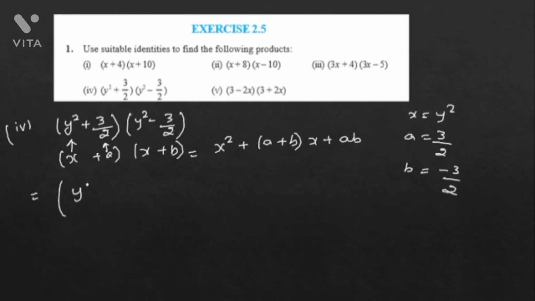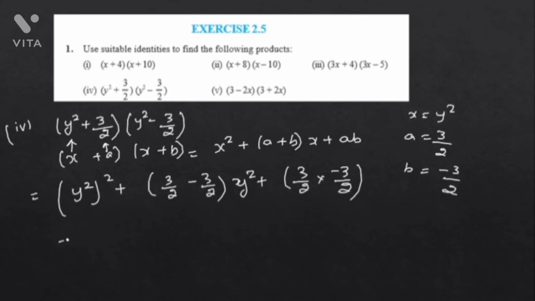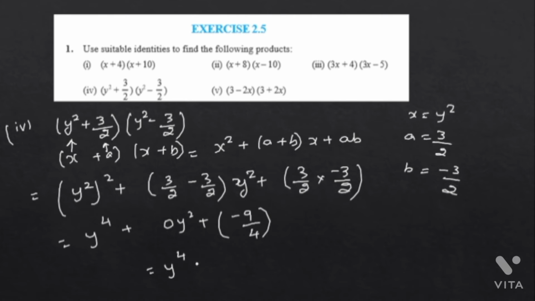So let us substitute all the values. X square is y square the whole square, plus a plus b, 3 by 2 plus minus 3 by 2, into x value. What is the x value? X value is y square. So this is equal to y power 4 plus 0y square plus minus 9 divided by 4. So this is equal to y power 4 minus 9 by 4 is the answer.